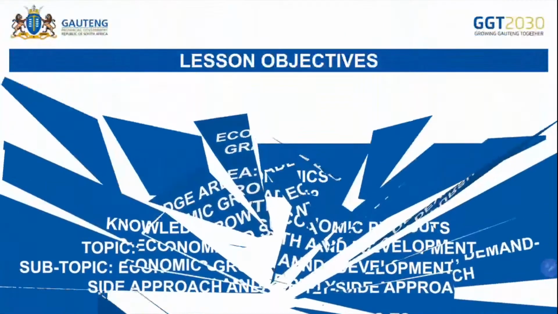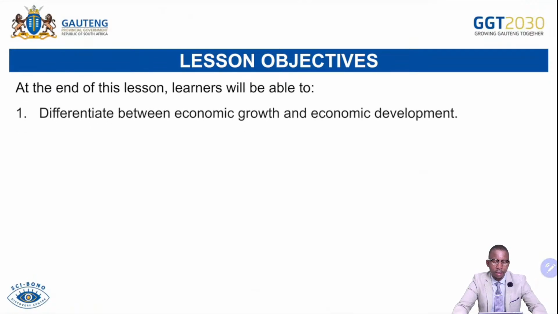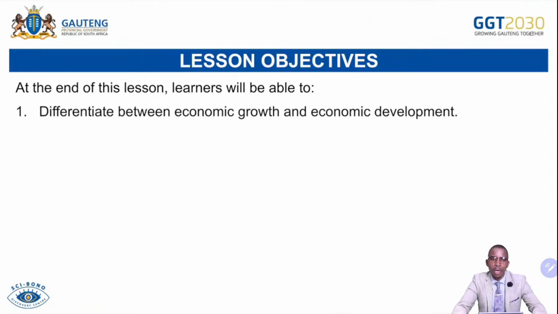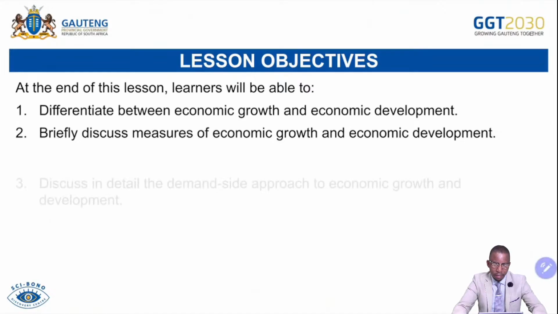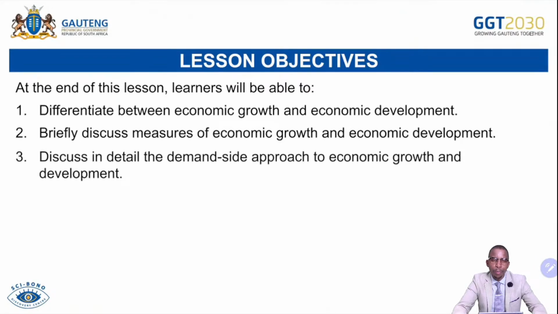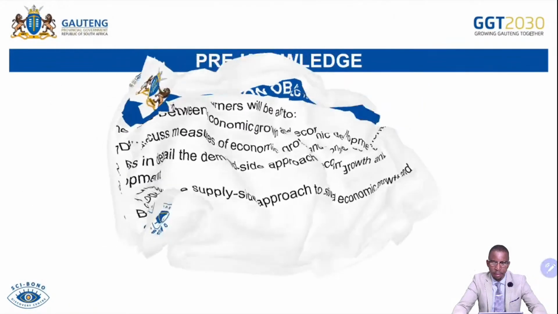The following are the lesson objectives that will be achieved during this lesson. At the end of this lesson, you as a candidate will be able to differentiate between economic growth and development. You will be able to briefly discuss measures of economic growth and measures of economic development. The lesson will also equip you to discuss in detail the demand-side approach to economic growth and development. You will be able to briefly discuss the supply-side approach to stimulate economic growth and economic development.